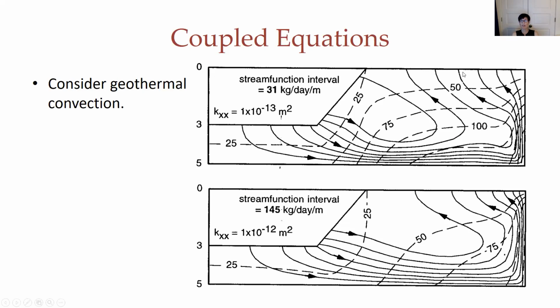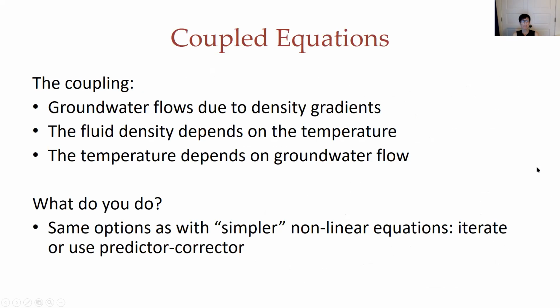So these things interact. How do we deal with that? All right, so this is just a recap of what we just said, that the groundwater flows because of density gradients. The density depends on the temperature, and then the temperature depends on the groundwater flow. So this is how this system is coupled, right? And it turns out that what you do is exactly what you did with the individual non-linear governing equation, which is just, you can iterate is the big one. I don't see predictor or corrector as much with this, but iteration definitely.